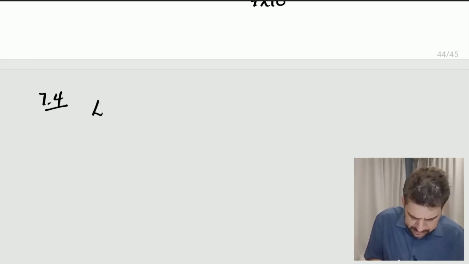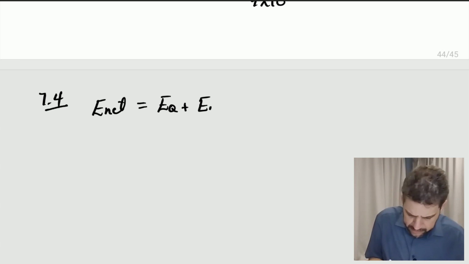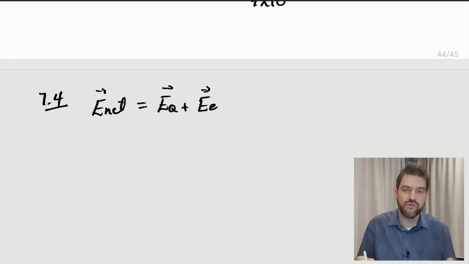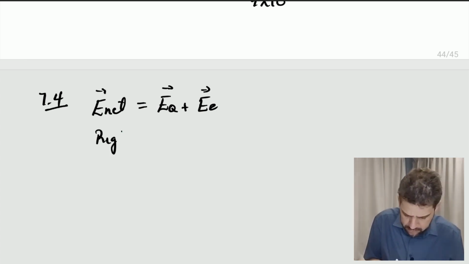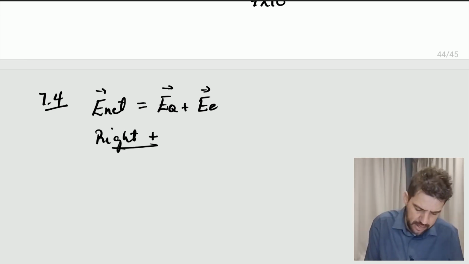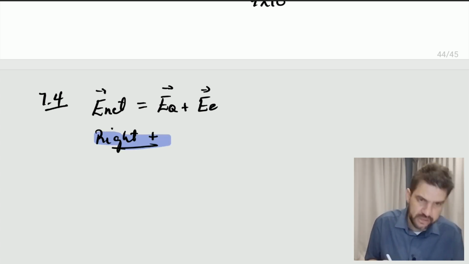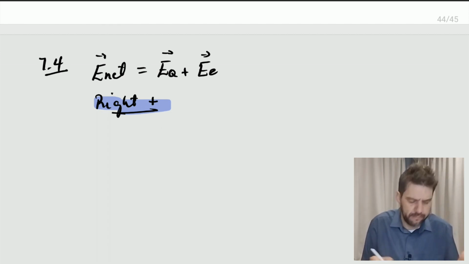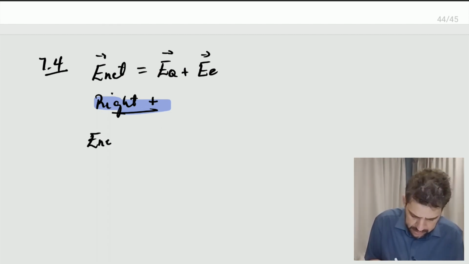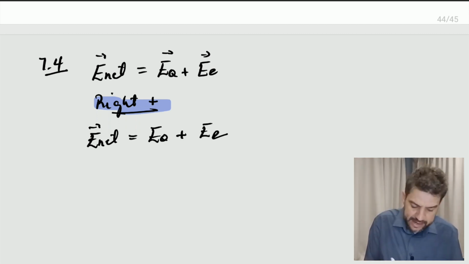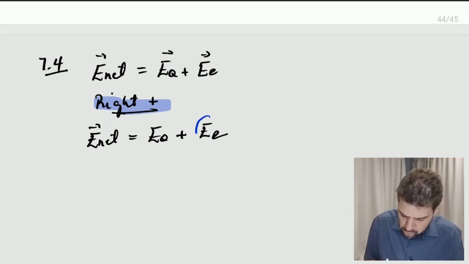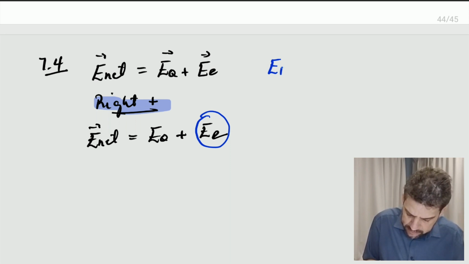We have that E net. Now, a vector addition should be EQ plus ER. That is the vector addition. Now, after this one, you should say right is positive. I don't know why I erased that one by mistake. That's supposed to be said here. Right is positive. Then, because the two of them are pointing to the right, we have that E net is equal to EQ, which we already know, plus ER. Now, ER is the one we don't know.